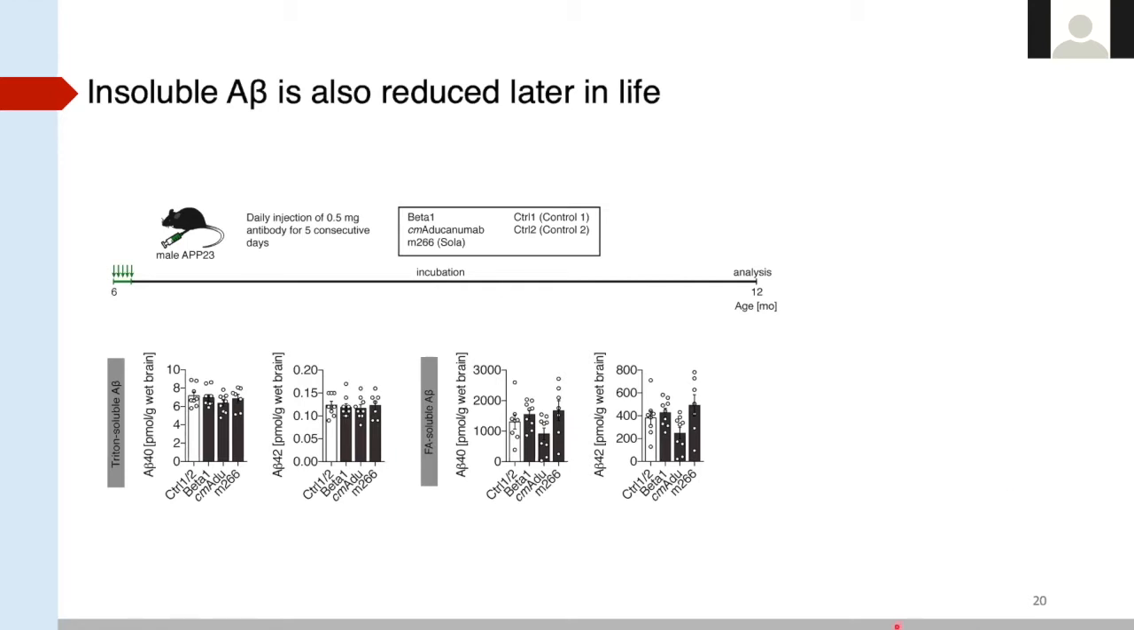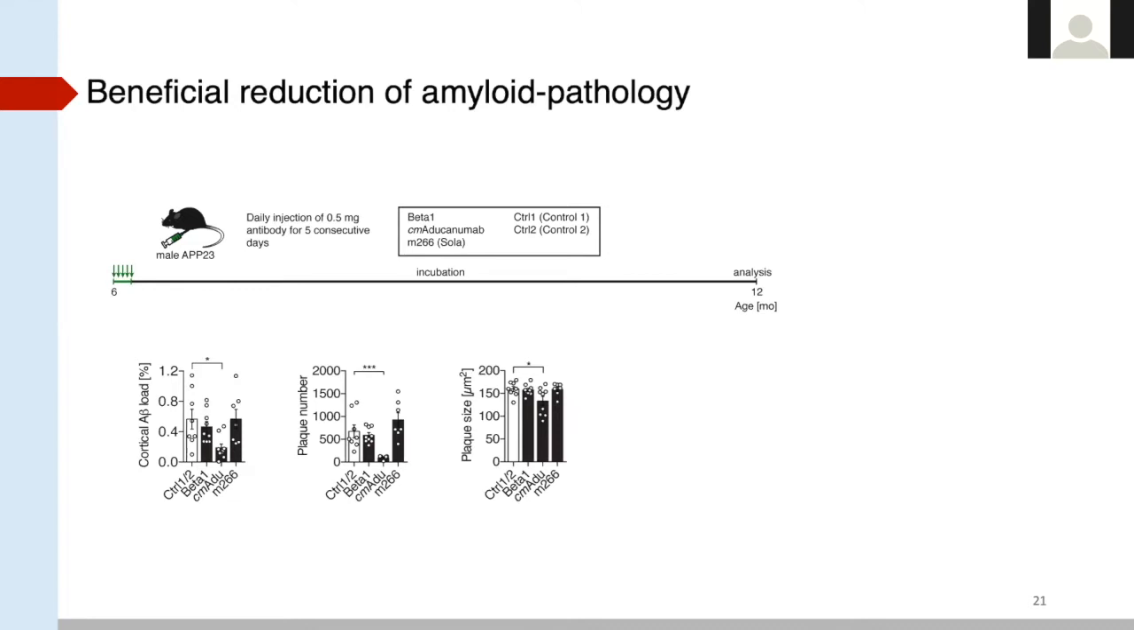So we then performed histological analysis, including the cortical A-beta load, the plaque numbers, and the plaque size. And for all of these three measures, you can tell that treatment with ADO resulted in a beneficial reduction of amyloid pathology in all these three lines.